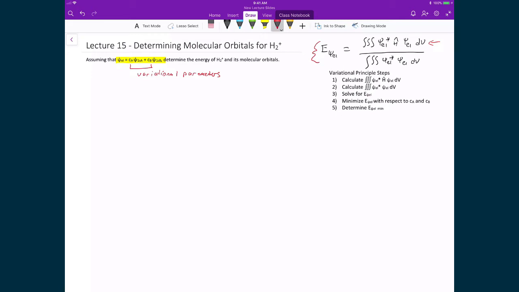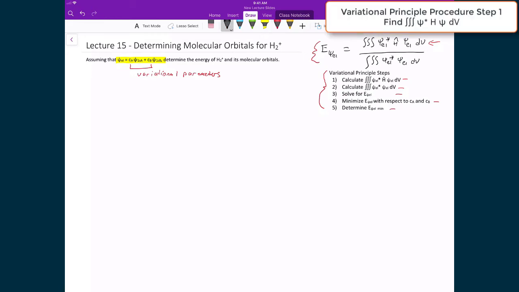And then again, of course, we're going to follow these five steps that we followed last time, which is basically just breaking down this process of first finding the numerator, which is this first piece, then finding the denominator. Then we're going to put them together so we can solve for the energy. We then are going to take the derivative of this energy expression with respect to both variational parameters so that we can minimize this energy expression. And then from that, we're going to determine the energy of our wave function.